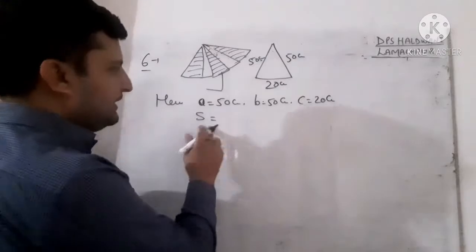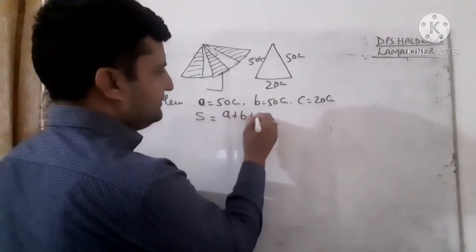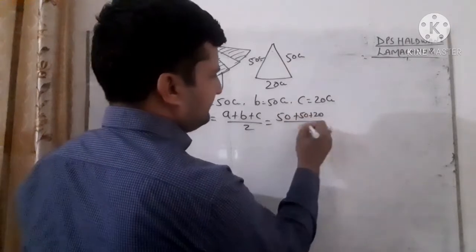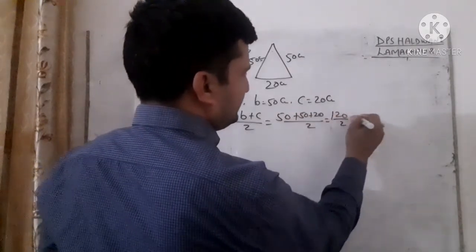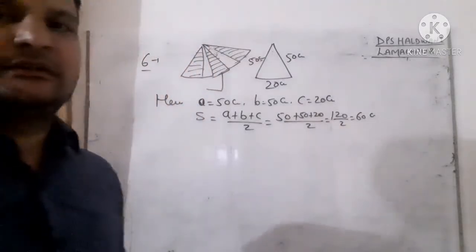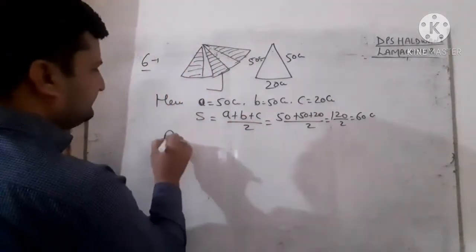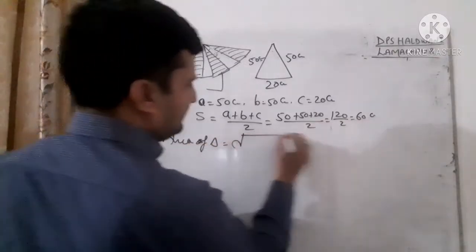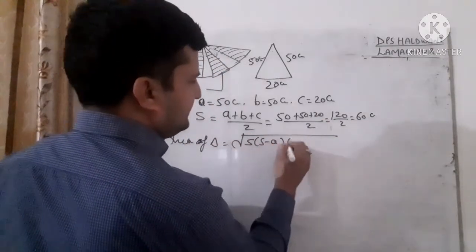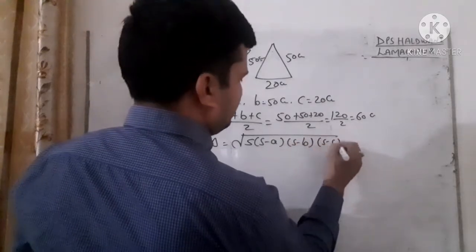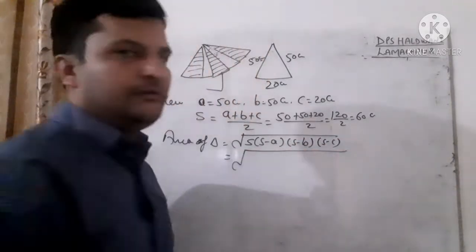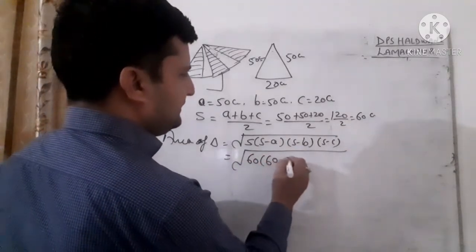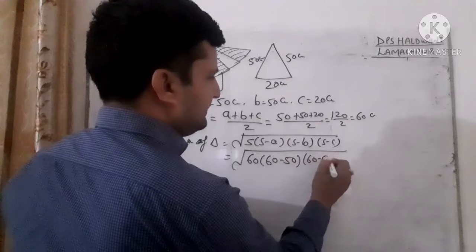In Heron's formula, S is equal to A plus B plus C by 2. That is 50 plus 50 plus 20 by 2, that is 120 by 2. It is coming 60 centimeter. So student, S is coming 60 centimeter. Now we have to find the area. Area of triangle is equal to root S into S minus A, S minus B, S minus C. So we put the value of S here. S is 60, then 60 minus 50, then 60 minus 50 and then 60 minus 20.